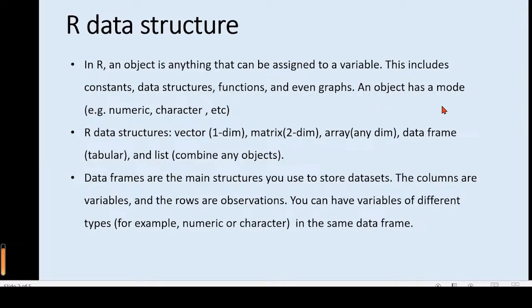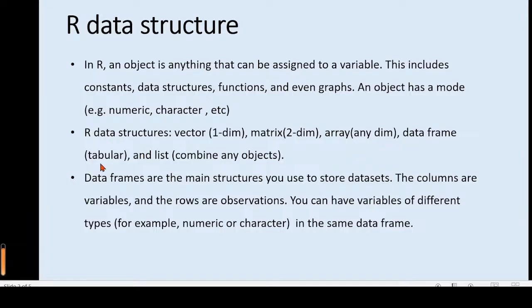An object has a mode, for example, numeric, character. Our data structures include vector, which is one-dimensional with the same type of elements. A matrix is for two-dimensional objects with the same type of elements. An array is similar but can be of any dimensions.